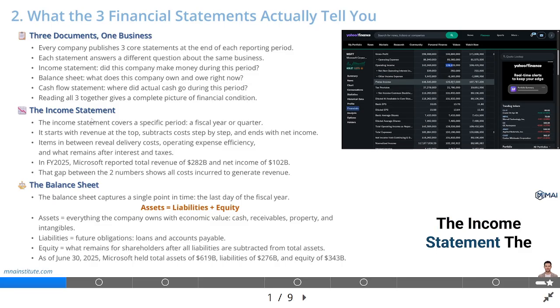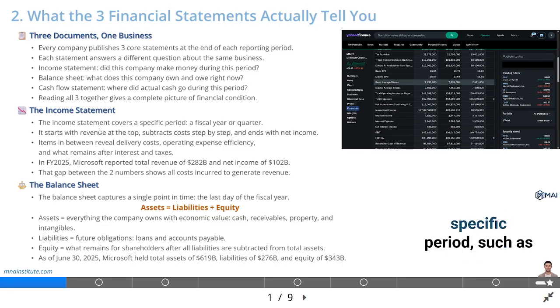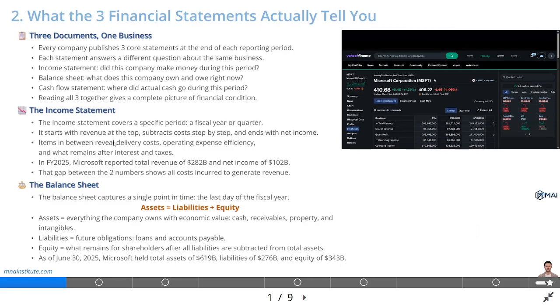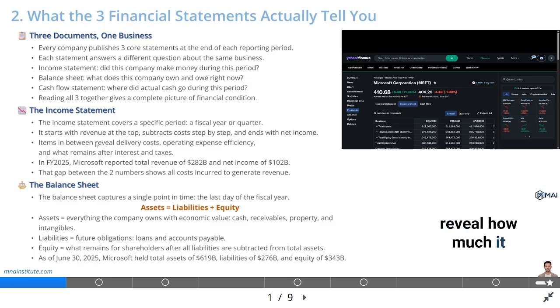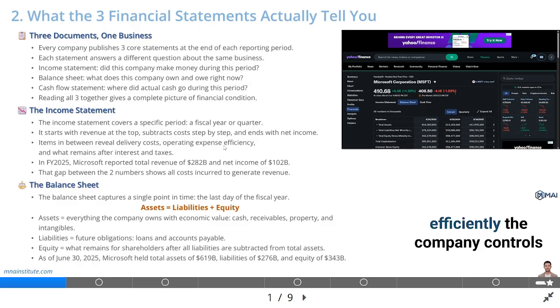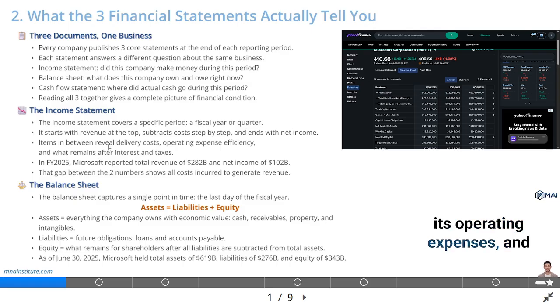The income statement. The income statement covers a specific period, such as a fiscal year or a quarter. It starts with revenue at the top and subtracts costs step by step until you reach net income at the bottom. The items in between reveal how much it costs to deliver the product or service, how efficiently the company controls its operating expenses, and what remains for shareholders after interest and taxes.